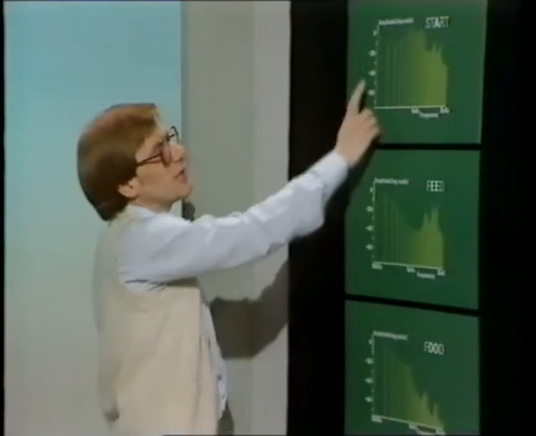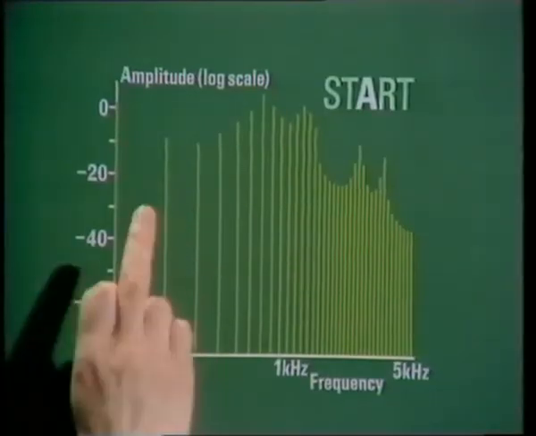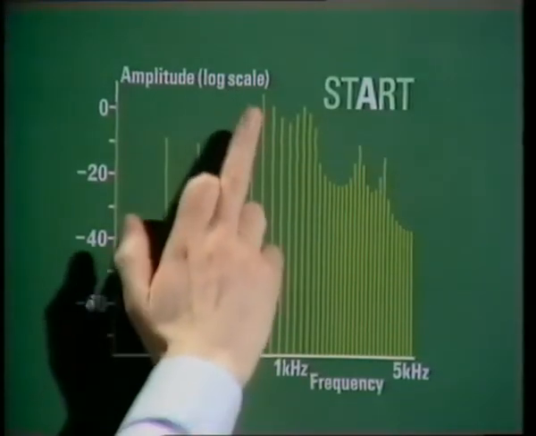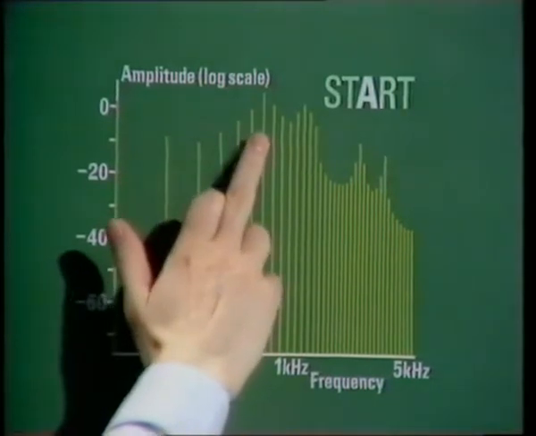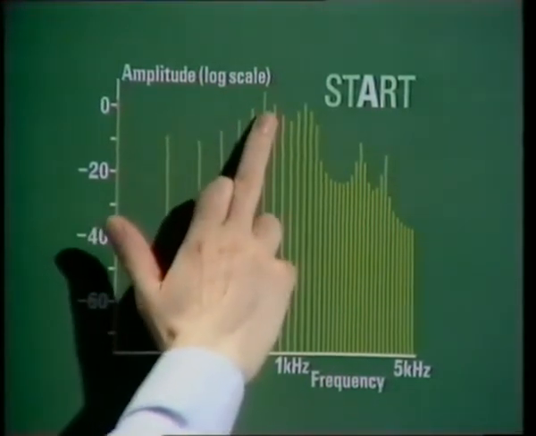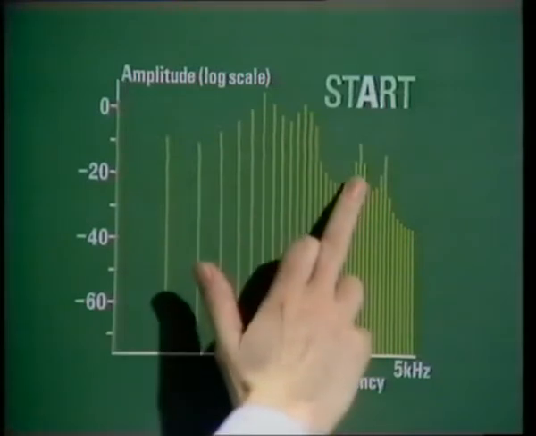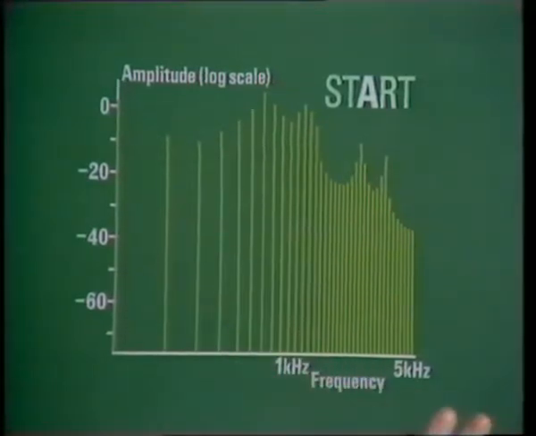In speech work, we have a name for these peaks. We call them formants. And starting from the one of lowest frequency, we label them formant 1, formant 2, formant 3, and so on.